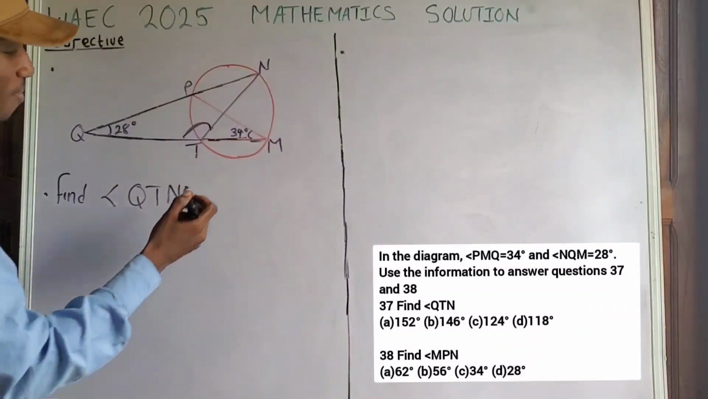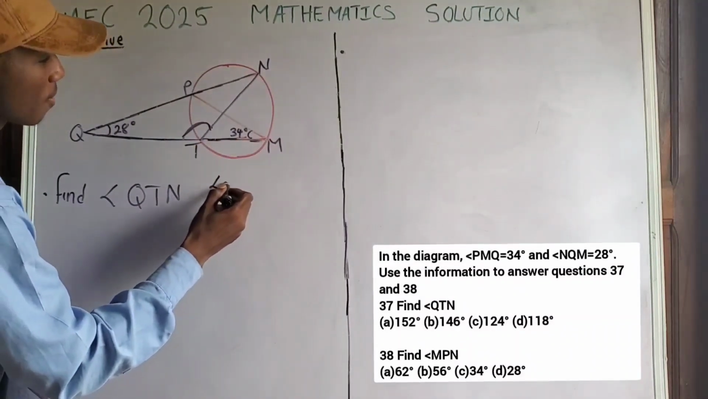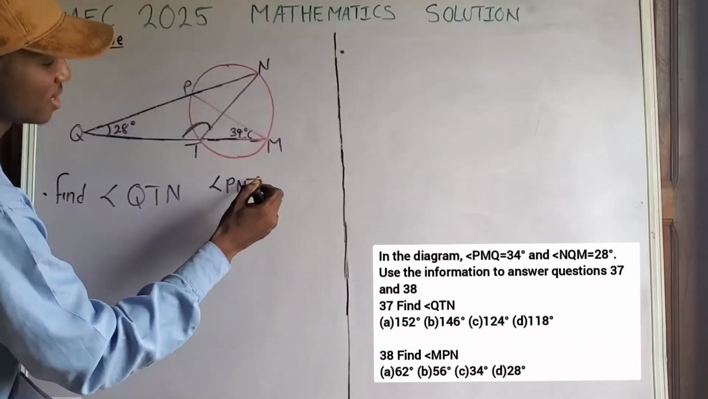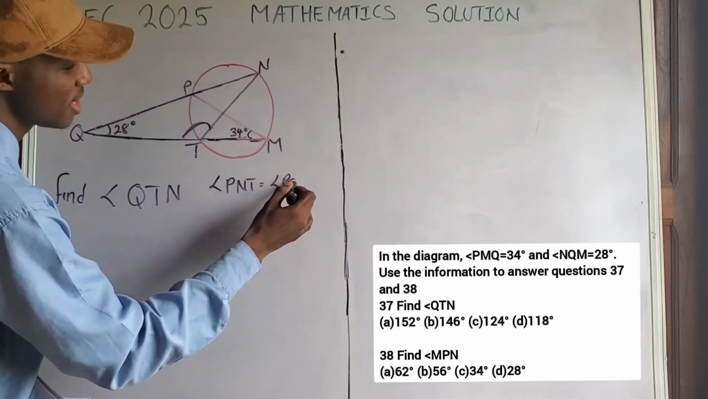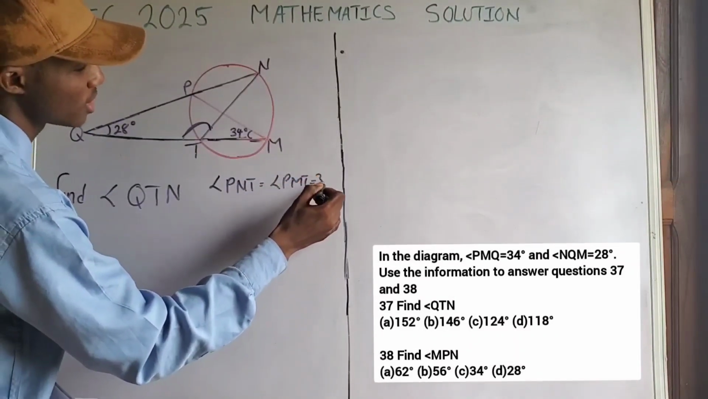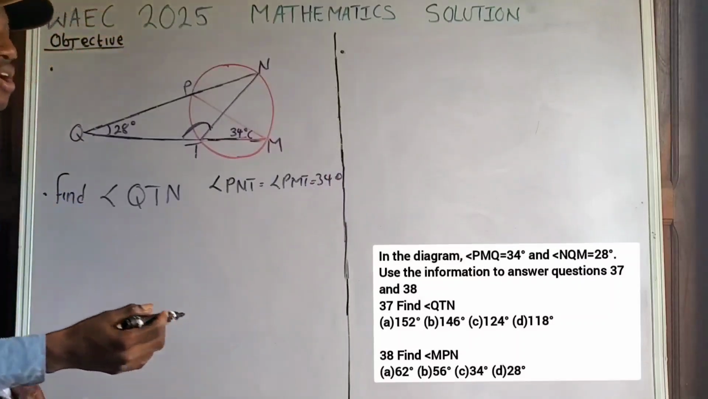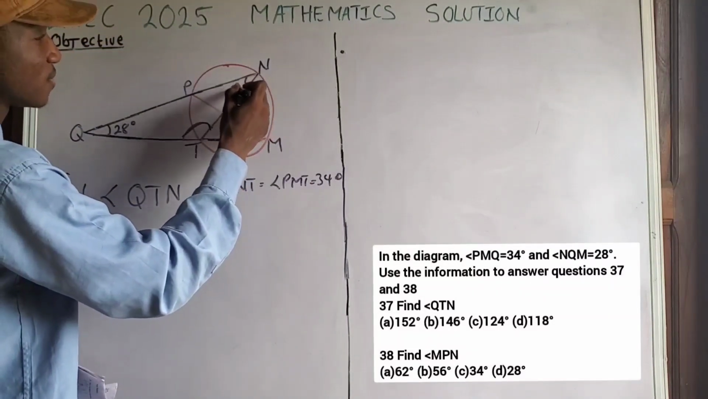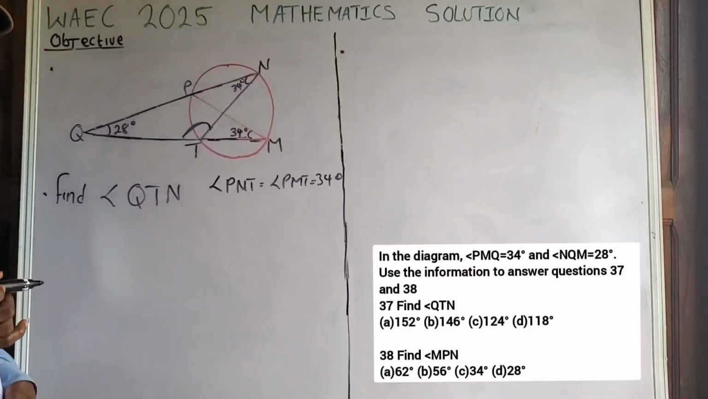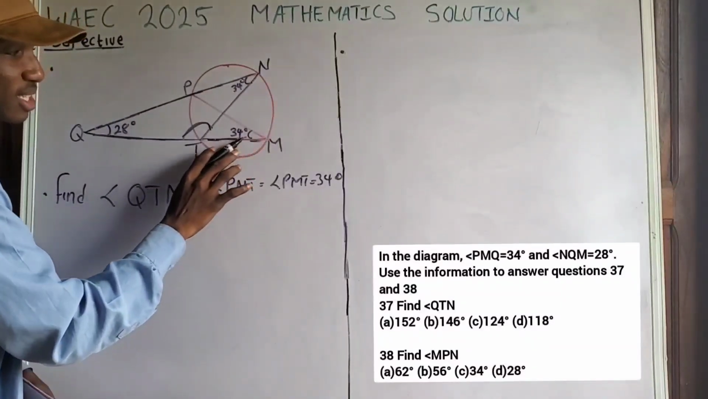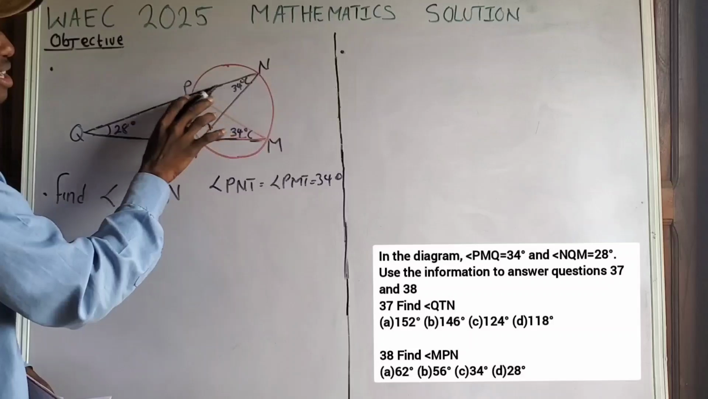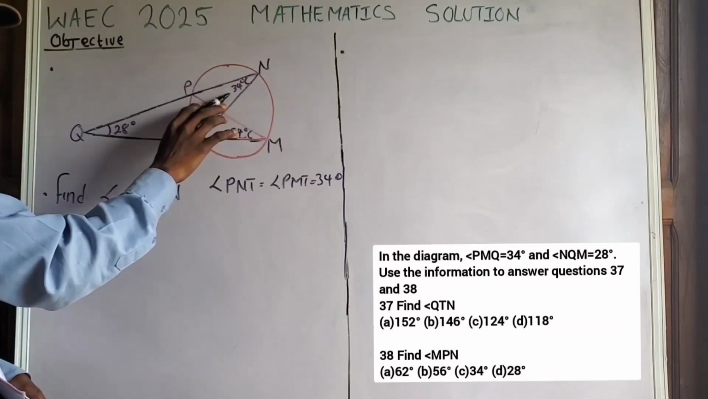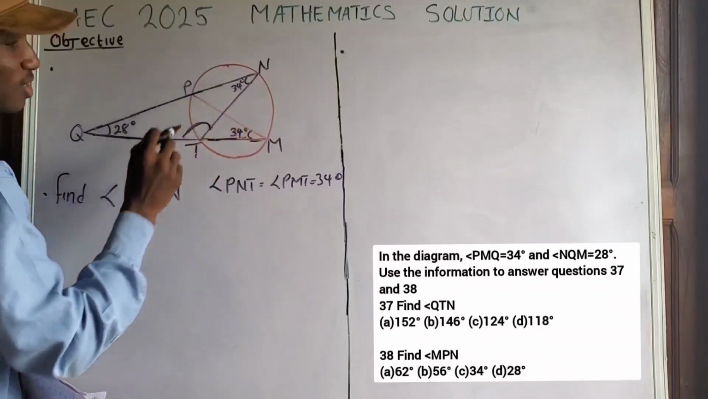Now, angle PNT equals angle PMT equals 34 degrees. Why? Angles in the same segment of the circle are equal. So, this angle is also what? 34 degrees. Do you understand? Because angle PMT is what? 34 degrees. This angle that you see here is also 34 degrees.